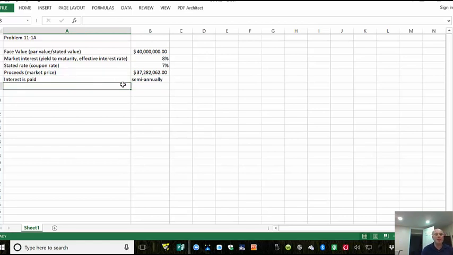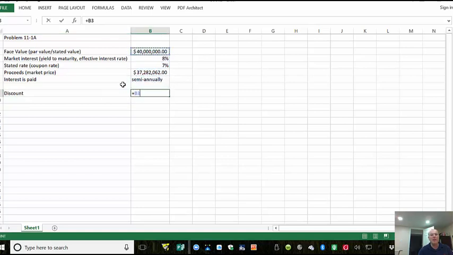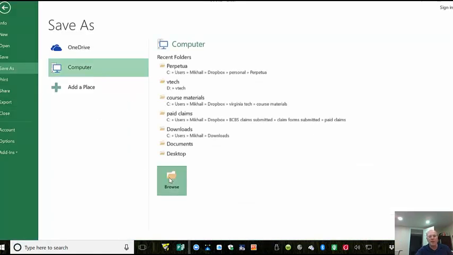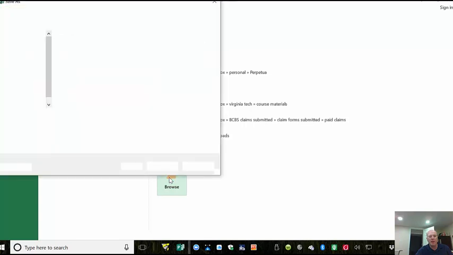Alright, so note that this is a bond issued at a discount, because the stated rate of 7% is below the market rate of 8%. So the amount of the discount in this case is the difference between the face value and what they actually receive in cash, which is $2,717,938. So at maturity, I'm going to save this file here.